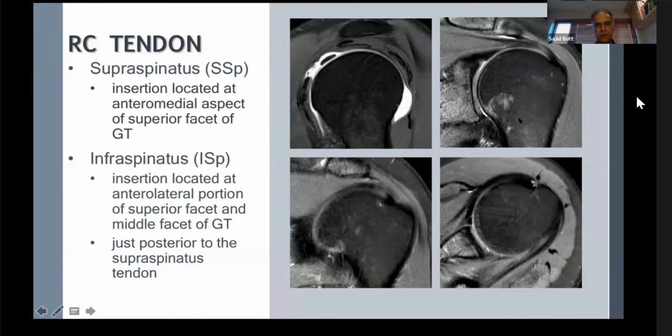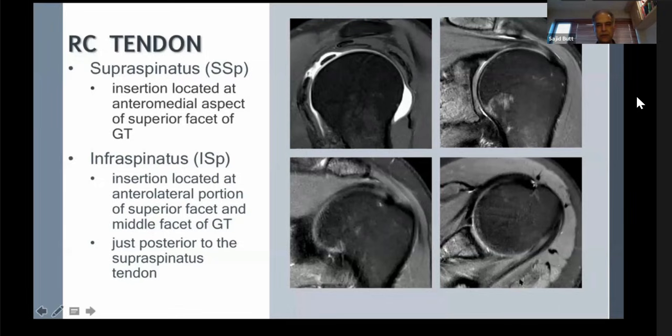Both these tendons join up and form a hood, and that hood is called the rotator cuff from this side. If you look at the same structure in the axial plane, this is the right shoulder, and we can see that you've got the medial side here, the lateral side here, anterior and posterior.